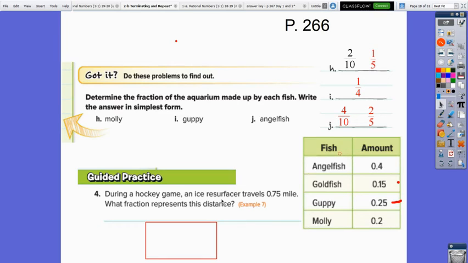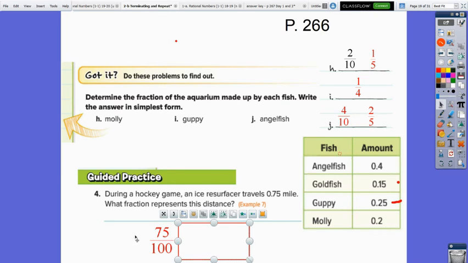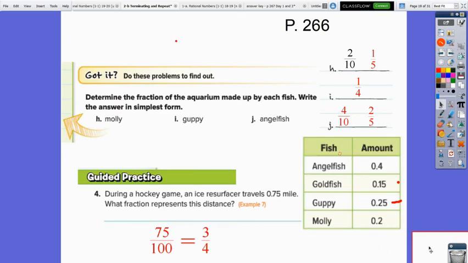Lastly, during a hockey game, an ice resurfacer travels 0.75 miles. Ice resurfacers are more commonly known as Zambonis. Okay, so the Zamboni travels 0.75 miles. What is the fraction for 0.75 miles? Again, this is one that you should know. 0.75 is 3/4. But if you didn't know it, it's 75 hundredths because it's the second decimal place. And for 75 hundredths, divide both the top and the bottom by 25. And you get 3/4. All right. So that is converting decimal to fraction.